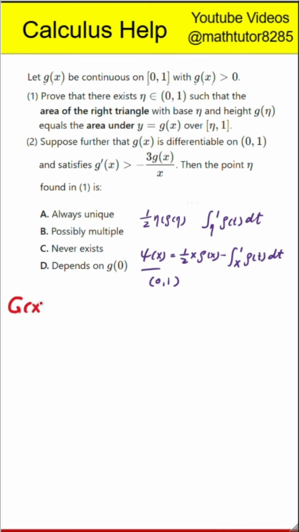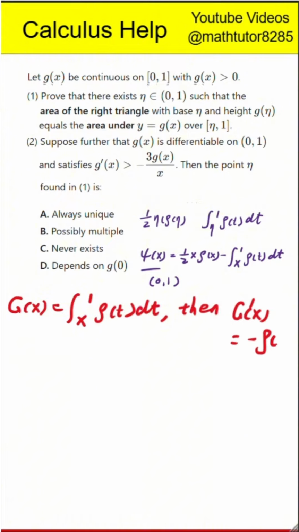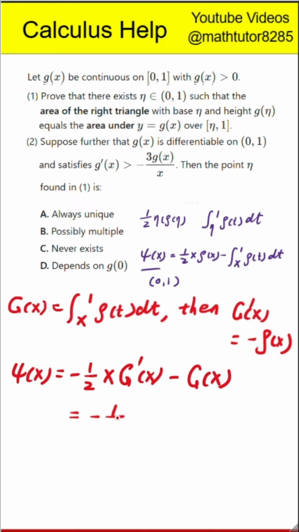Next step, the existence of the point eta. Let G of x represent the integral of g of t from t equals x to t equals 1. Then the derivative of G with respect to x equals negative g of x. Substituting this into the definition of psi, we find that psi of x equals negative 1/2 times the derivative of the product x times G of x. Now, define another function h of x equal to x times G of x.